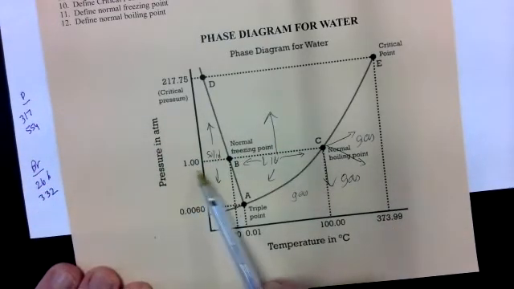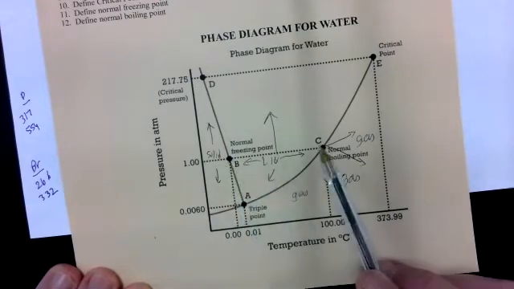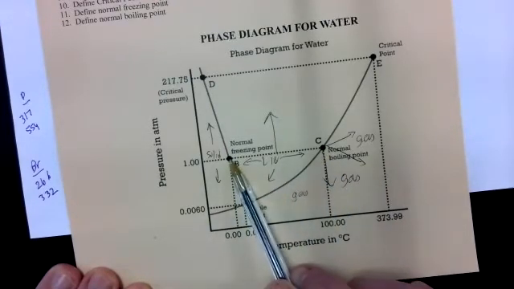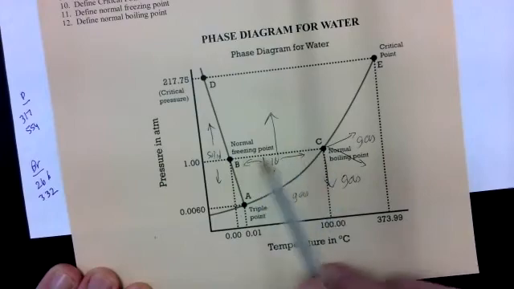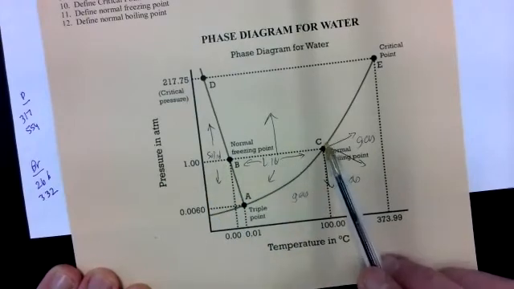We'll use this normal pressure. There's the freezing and melting point, and there's the boil. In between melting and boiling, that's the liquid. Below that's the solid, and above that's the gas.